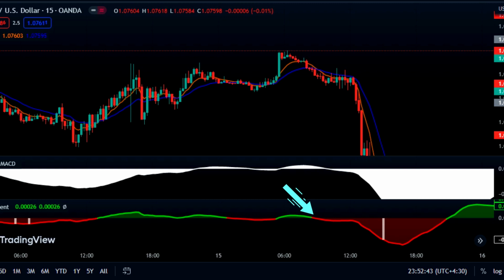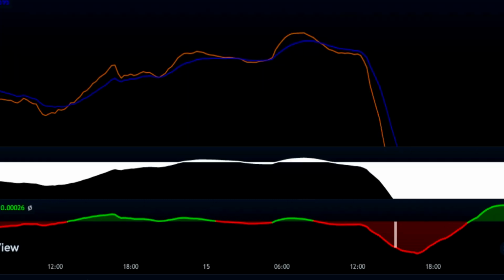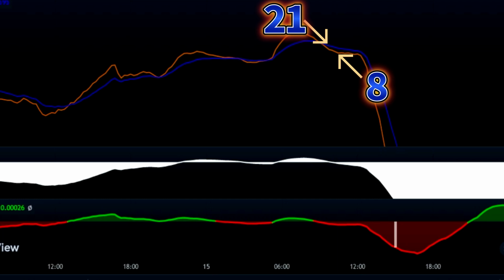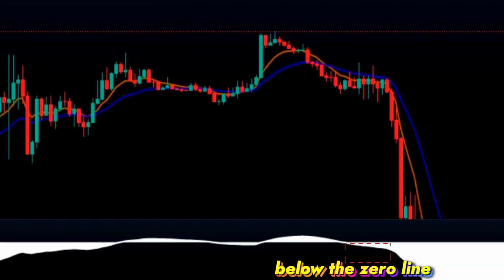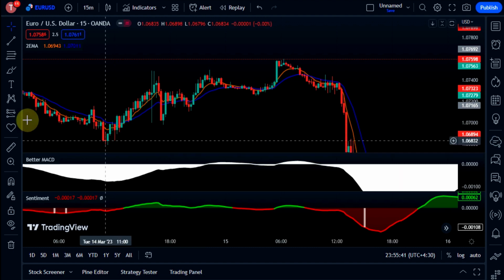The first condition for taking a sell position is that the sentiment indicator is red. The second condition is that EMA 8 is below EMA 21. The third condition is that the price has pulled back to the EMA 21. The fourth condition is that the MACD is below the zero line, then we can enter the sell position.